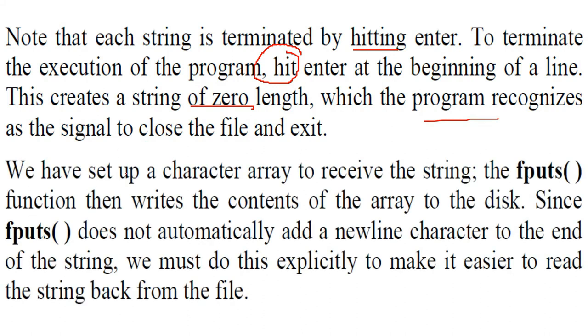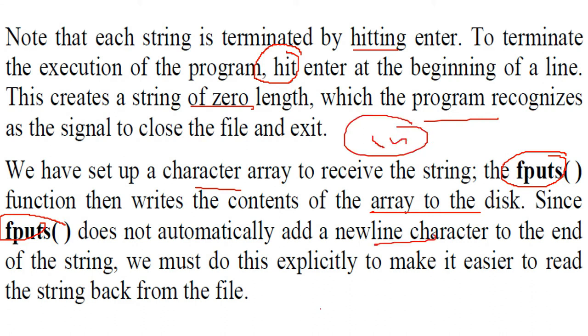So we have to set a character array, as we have seen, to receive the string. The fputs function writes the content of the array to the disk, and fputs does not automatically add a new line character. \n is not automatically added. That is why we have explicitly added it, just to make it easier to read the string back from the file.